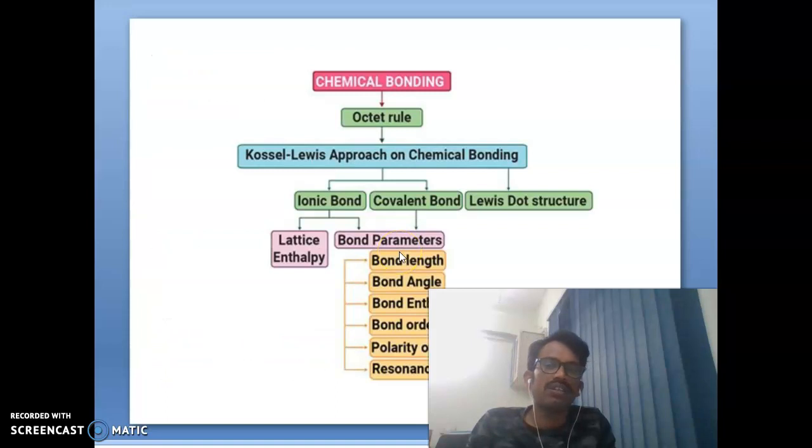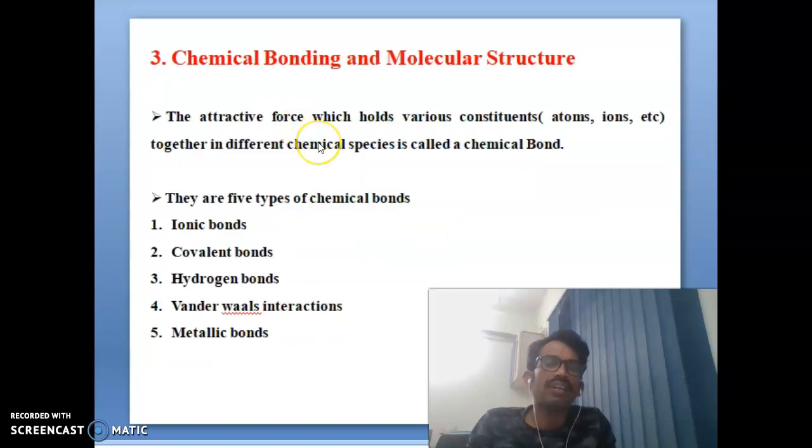Next one, the third unit, or third lesson, is chemical bonding and molecular structure. This is also very important. First we will discuss what is chemical bonding. The attractive force which holds various constituents like atoms or ions etc.